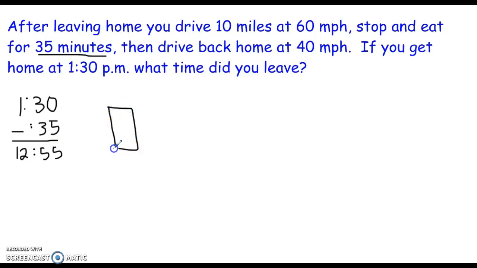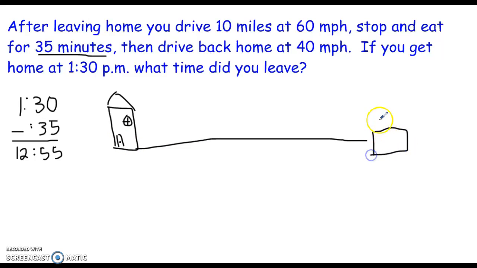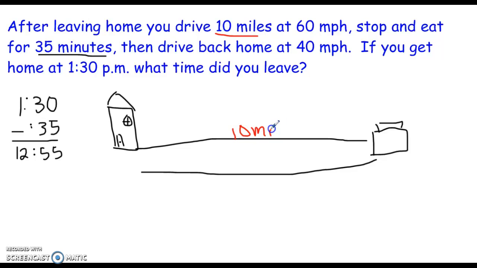So we start out leaving our house. Here's a 4-year-old version of a house picture. Gotta have a window. Doorknob. You're driving to a restaurant, stopping, eating there, wherever it is, and then returning home. We're going at different rates. Still 10 miles. That's our distance. And our rate is 60 miles per hour.